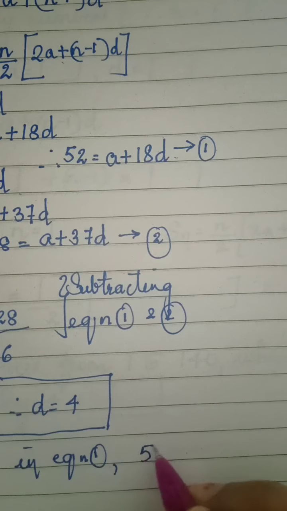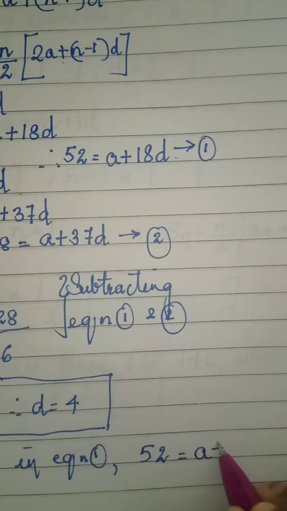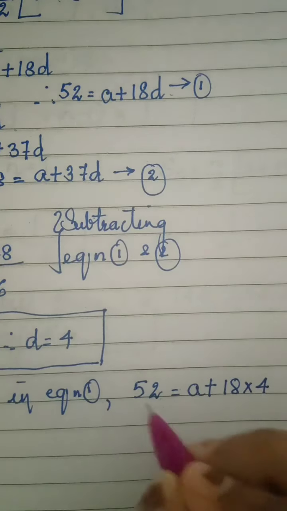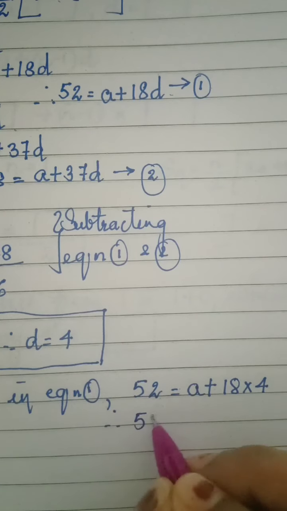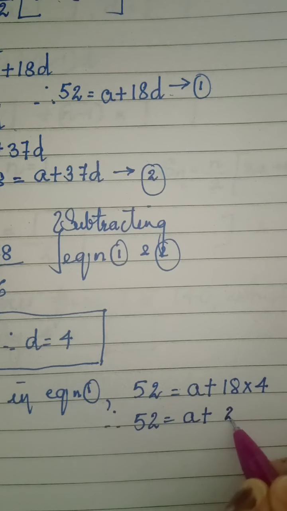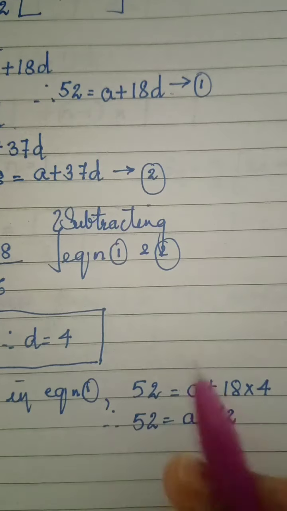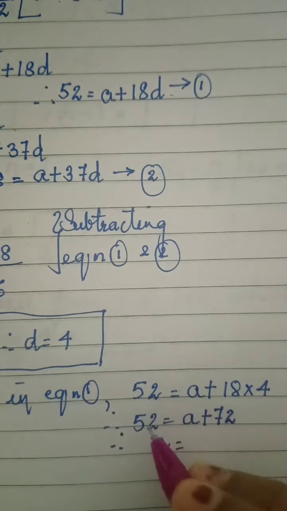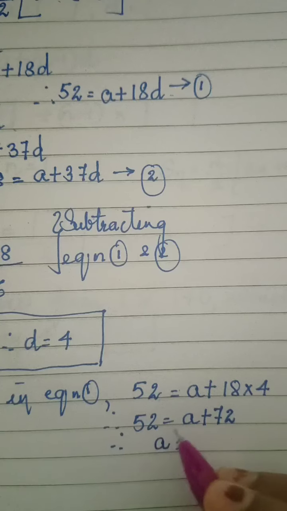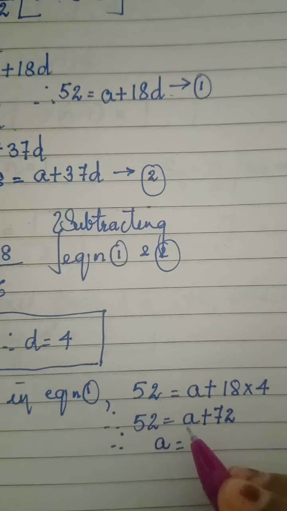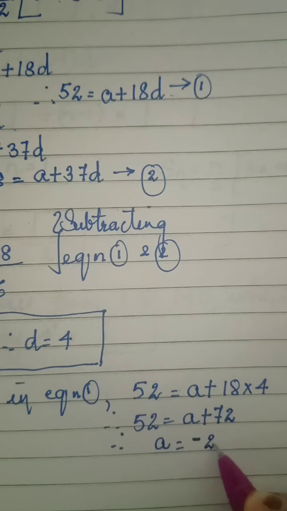Equation 1 is here. Let me put 52 is equal to A plus 18 into D. D we got 4. So therefore 52 is equal to A plus 18 into 4. 8 fours are 32, carry 3. 4 ones are 4 and 3 is 7, so 72. Now what will be the value of A? Therefore, A is equal to 52 minus 72, which will give you minus 20.